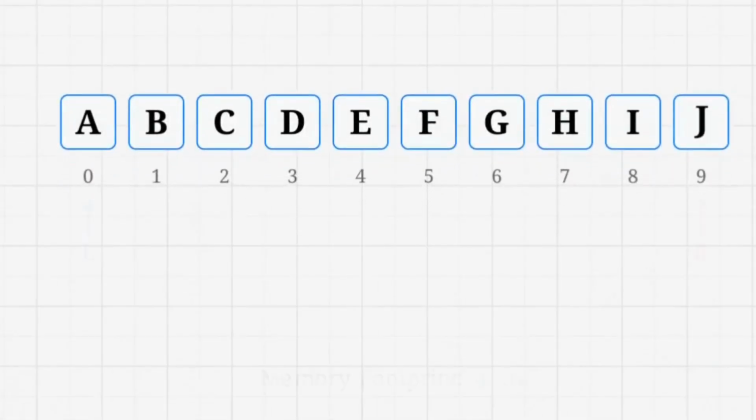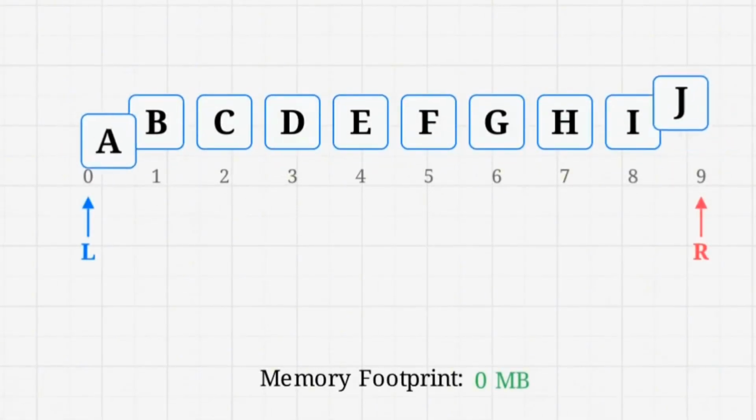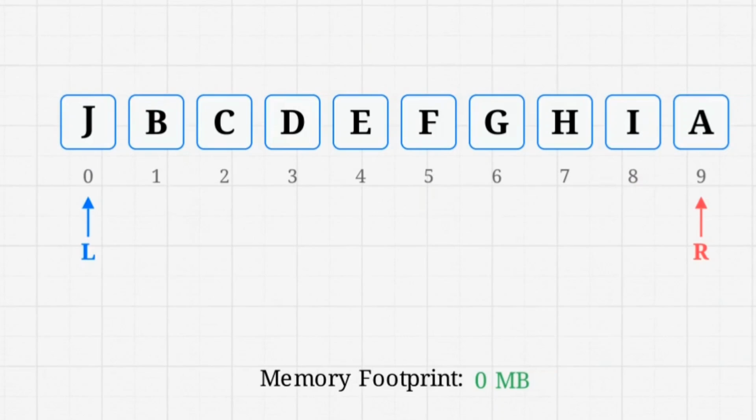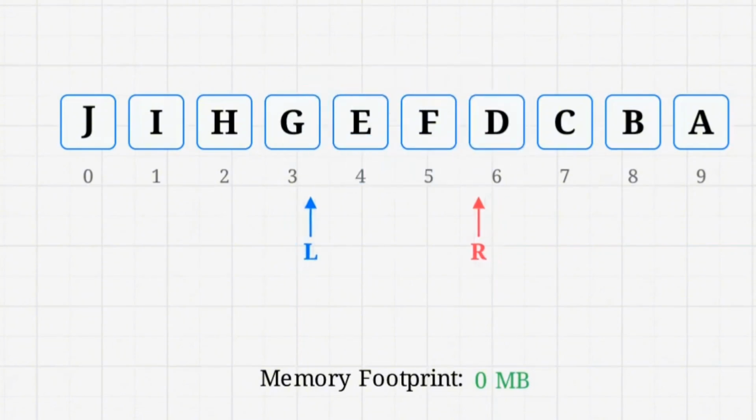With the pointers in position, we swap the values held at the left and right indices. The left pointer then moves inward by 1, while the right pointer steps backward by 1. We repeat the steps, flipping the outer elements while keeping our memory footprint at 0.